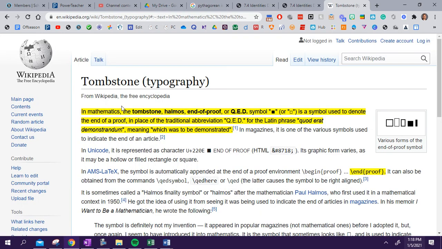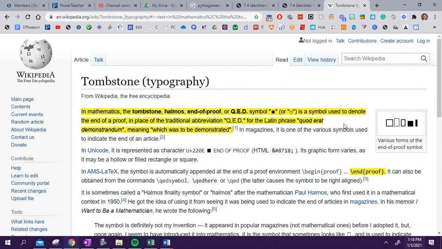Tombstone. In mathematics, the tombstone is a symbol used to denote the end of a proof. So this is a tombstone right here: a square or a rectangle or this guy or that guy or that guy. Those are all called a tombstone. You put it at the end of a math problem when you've proved it, basically showing, hey, I killed that problem. Okay, I dominated. I win. I put that at the end to show that I'm done with my argument.